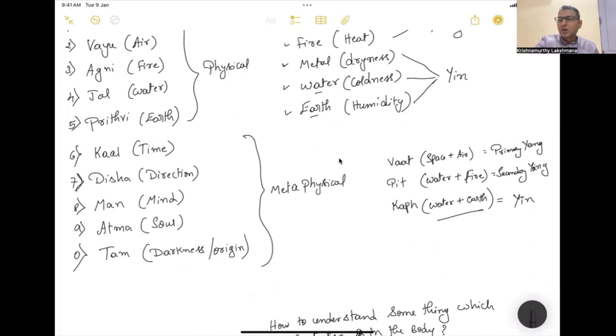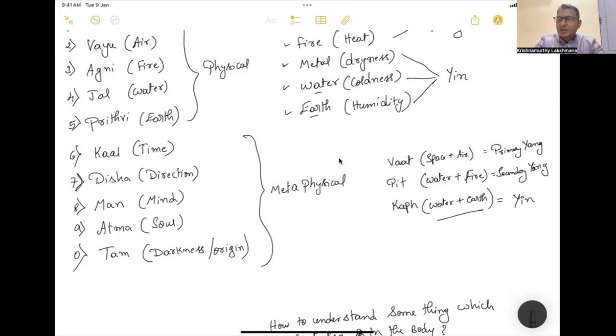Sir, could you please once again repeat why the classification of Vat, Pit, Kaph into Yin and Yang, or rather how? So if I have to equate, both of them are treating the same body. So it means that somewhere Vat, Pit, Kaph should be equivalent to Yin and Yang in some way. It may not be an exact replica. There should be some kind of resemblance, right? Yes or no?